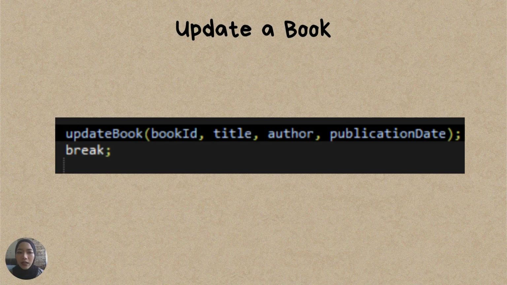Last but not least, the code calls the updateBook function to update the details of the book in the library based on the provided book ID, title, author, and publication date.